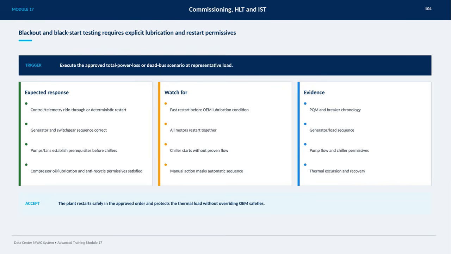To verify performance, we examine evidence such as power quality monitoring and breaker chronology, the generator and load sequence, pump flow data, chiller permissives, and thermal excursions with recovery profiles. Ultimately, acceptance means the plant restarts safely in the approved order, protecting the thermal load and strictly adhering to OEM safety constraints without overrides. This careful coordination ensures reliable and sustainable operation after a blackout event.